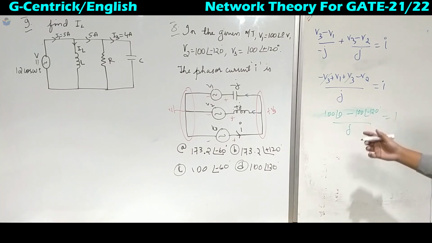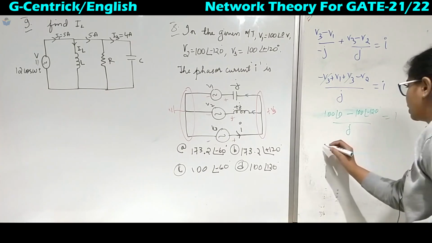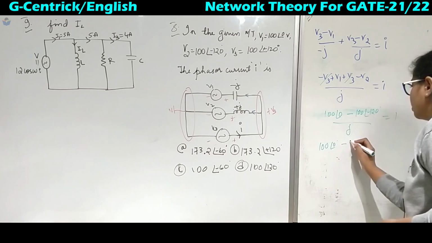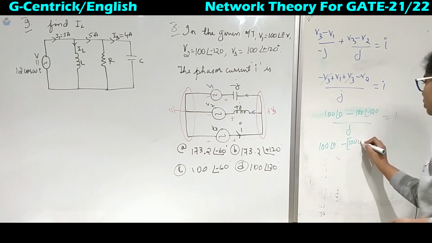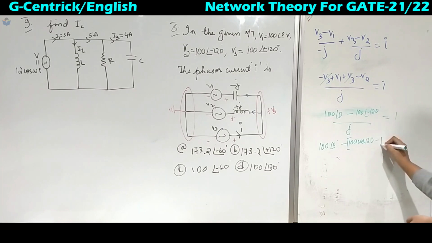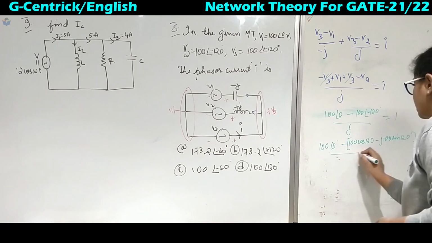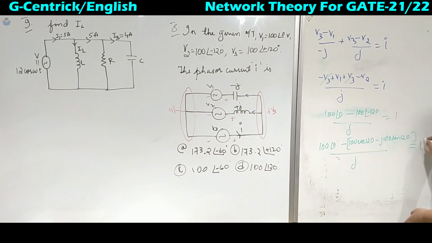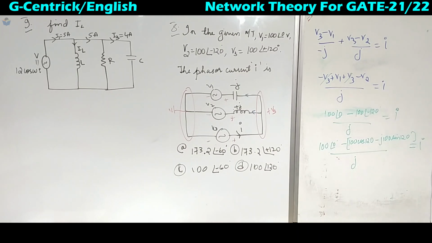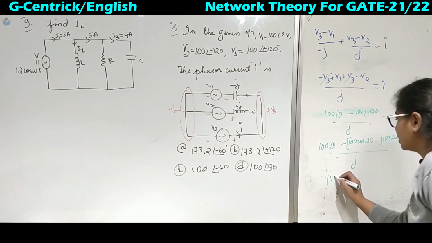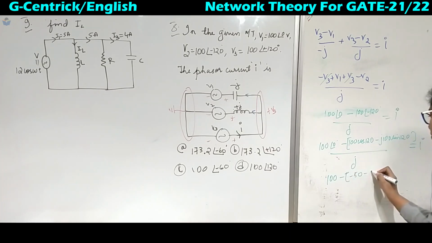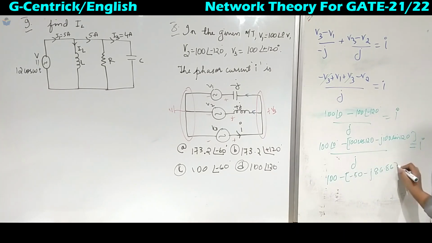So now how can we write this? This can be written as 100 times cos 120 degrees minus j sin 120 degrees, and this is upon j equal to I. Anything like this can be split into a cos term and a sin term. So now if you put it in the calculator, almost you will get 100 minus 50 minus j 86.6, this is upon j equal to I.